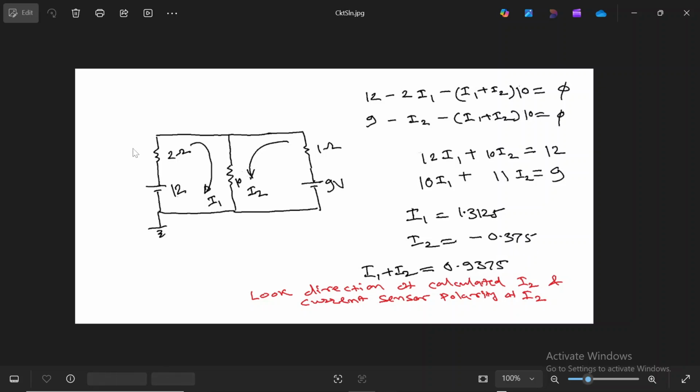While connecting the current sensor, we need to account for the proper polarity so that we get the same result. We will connect one current sensor here and another current sensor here in the simulation. The current sensor connected here will show I1 plus I2, that is I1 plus I2 equal to 0.9375. Now from here we will go to the simulation.